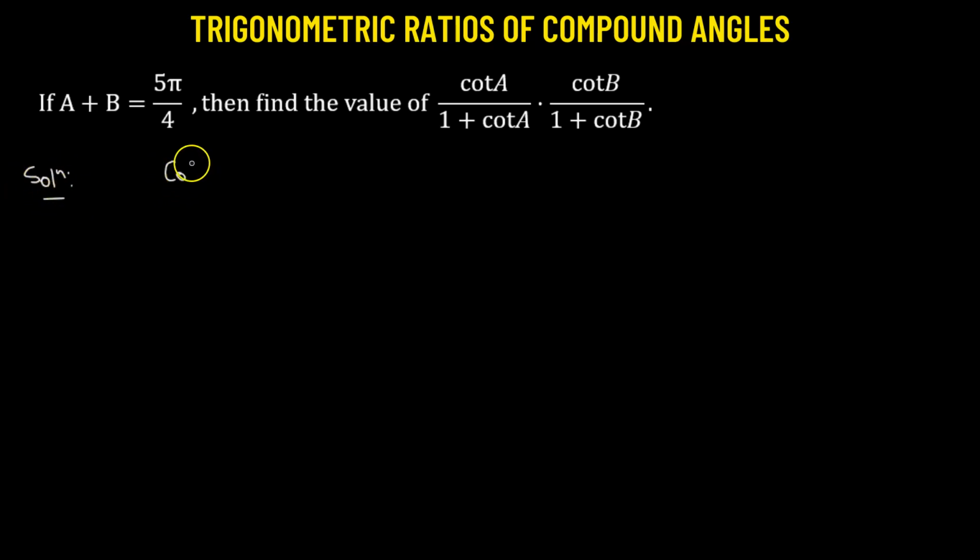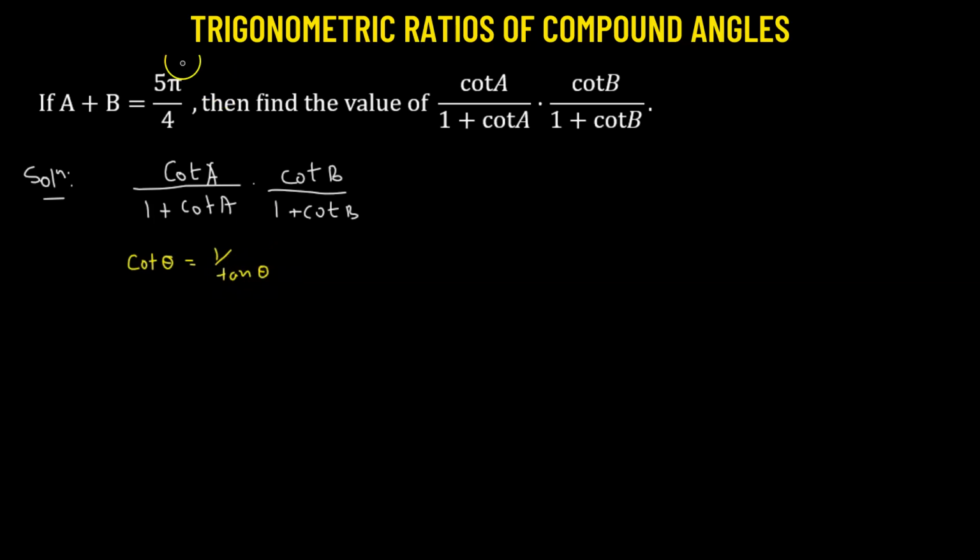So here we are given cotangent of angle A divided by 1 plus cotangent of angle A, whole multiplied to cotangent of angle B divided by 1 plus cotangent of angle B. Fine. Now we know that the cotangent function is the reciprocal of the tangent function. That means cotangent of theta can also be expressed as 1 over tangent of theta.